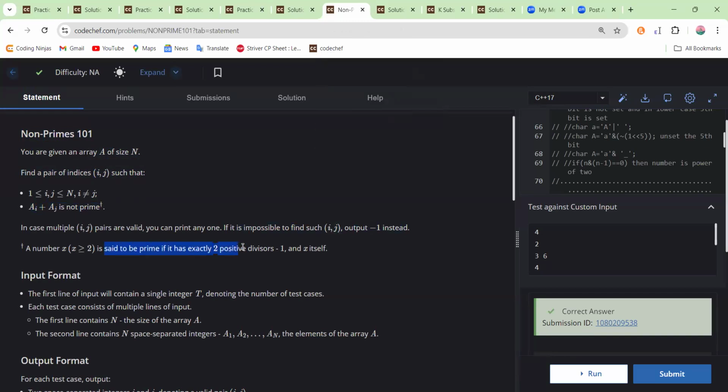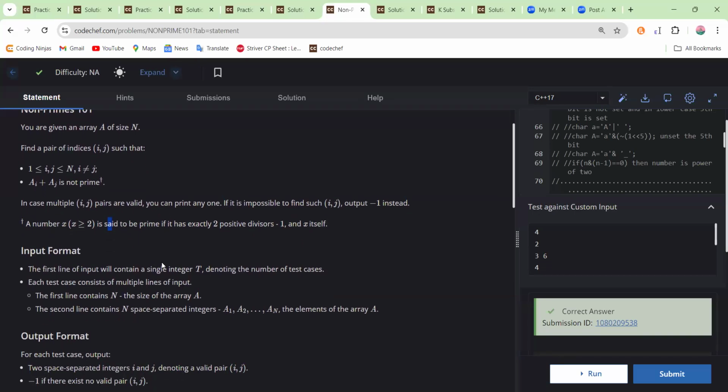So there is a definition given for prime numbers. Does everyone know what prime numbers are? Does anyone overhear who doesn't know what prime numbers are? Okay, so assuming all of you know what prime numbers are.